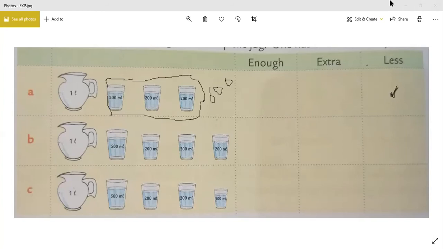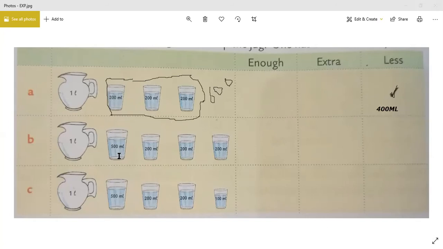Okay, how much more water can come into it now? Tell me, how much less is it, how much more can it hold? Ma'am, 400 milliliters. Yes, 400 milliliters, not liters. 400 milliliters less water is there.